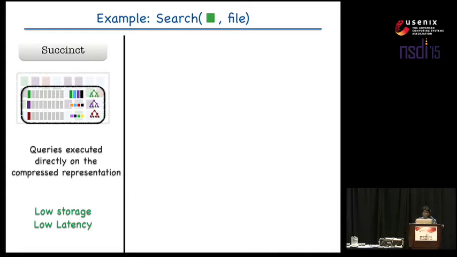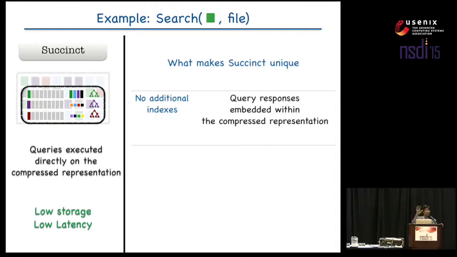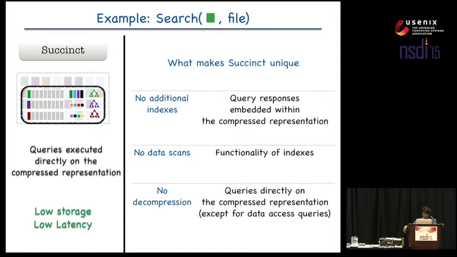So what makes Succinct unique is that we are not storing any additional indexes, right? As I said, all the query responses for a particular set of queries that I'm going to define later are going to be embedded within the compressed representation. We are not going to do data scans, so we're essentially providing the functionality of indexes without storing any indexes. And the only time we do decompression is when you actually want to access the data, and I highly suggest you not to do that.